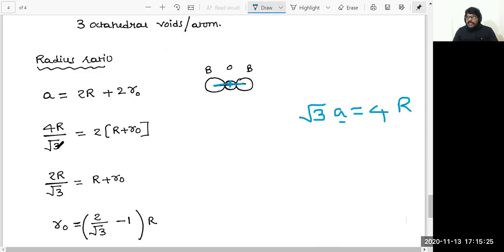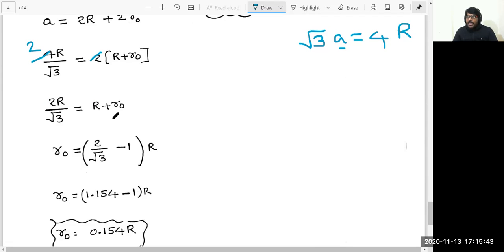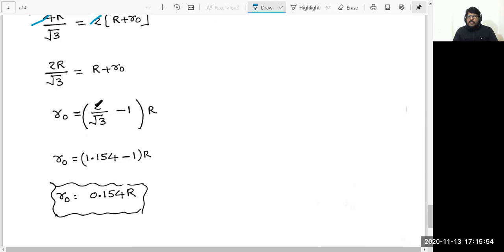And our intention is very clear, finding the radius ratio. Remaining things are mathematical rearrangements. This is cancelled by 2 times. So that is 2r by root 3 is equal to r plus r naught. And here send this r to the opposite side. You'll be getting r naught, the radius of the octahedral void. And this r naught is equal to r is common, 2 by root 3 minus 1 times r, and this value 2 by root 3 is 1.154 minus 1, that will be 0.154.